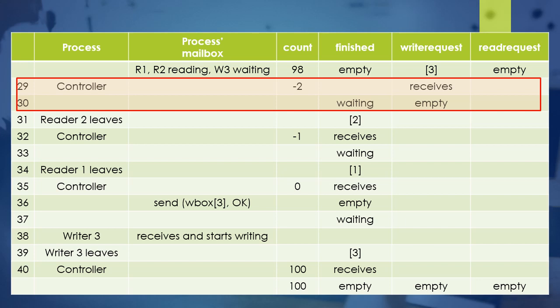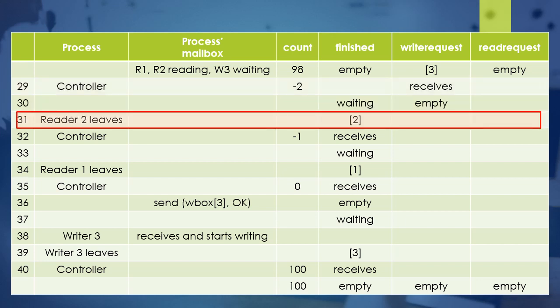Finished is empty, so it proceeds to write request. The controller receives the write request by writer 3. The controller subtracts 100 from count. Count becomes -2. Since count is less than 0, the controller moves into the while loop and blocks to receive a message in the finished mailbox.